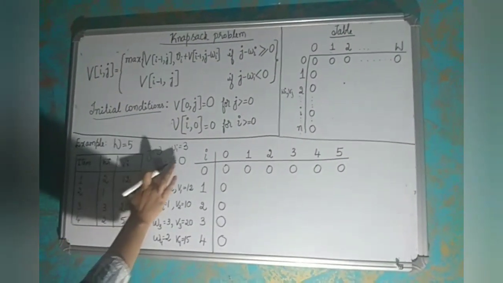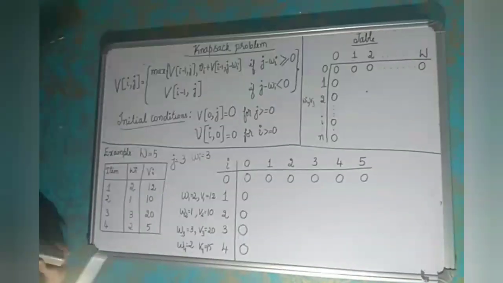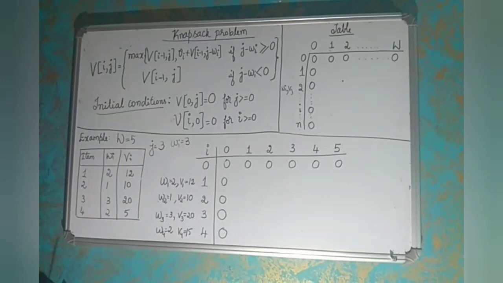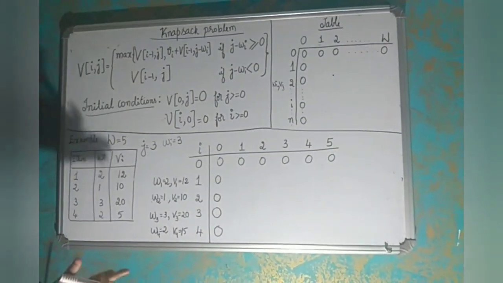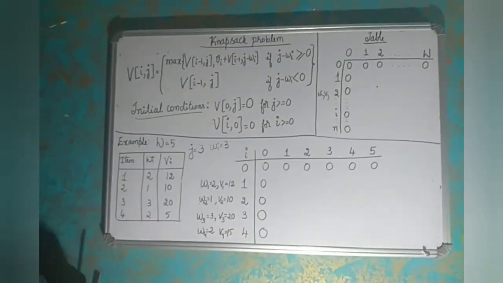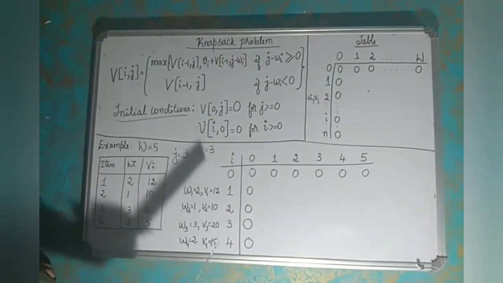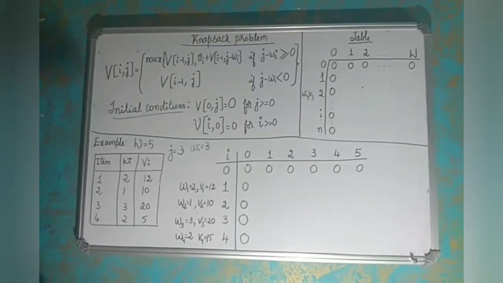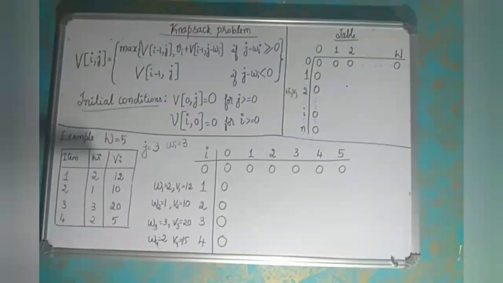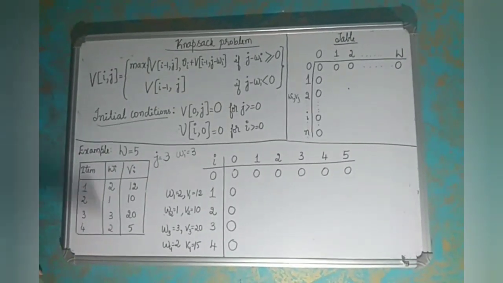So that is the second case. Suppose j minus Wi is less than 0. If you are not able to consider the particular item, then what will be the profit gain? The profit gain will be the previous value only. The previous value is V of i minus 1 comma j. So that is the meaning of this. If j minus Wi is greater than or equal to 0, you can include the item. If j minus Wi is less than 0, you cannot include the item because j, the capacity of the bag, is less than the weight.